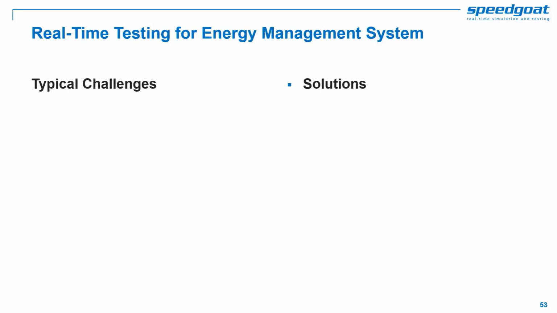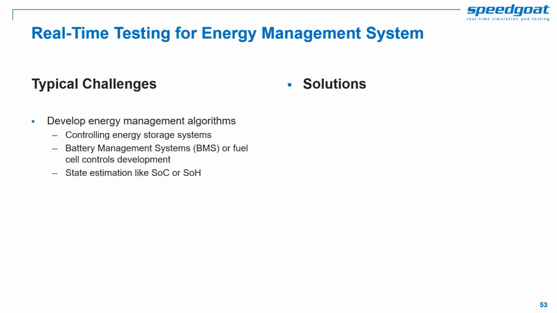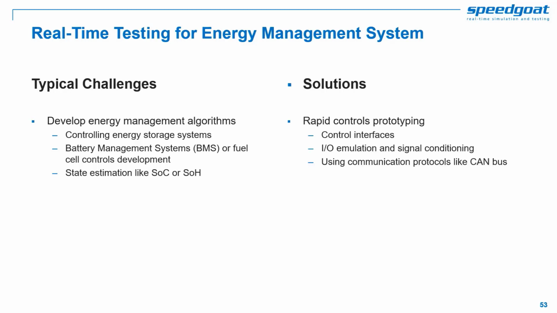Real-time testing is a powerful tool supporting development of battery management systems or energy management solutions such as fuel cells. Typical challenges include the development of battery management system, or BMS, algorithms, and fuel cell controls, and interfacing with different control protocols like CAN or ECUs. Rapid control prototyping can be used to address such challenges with off-the-shelf I/O connectivity and communication protocols.